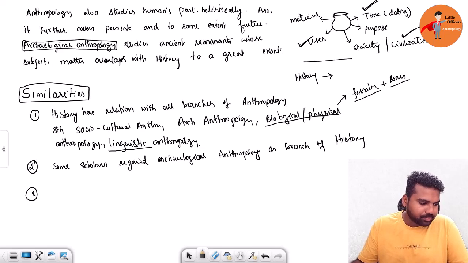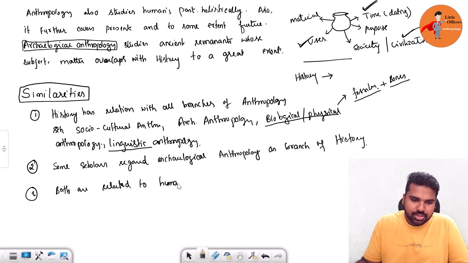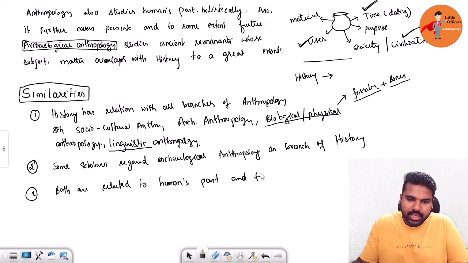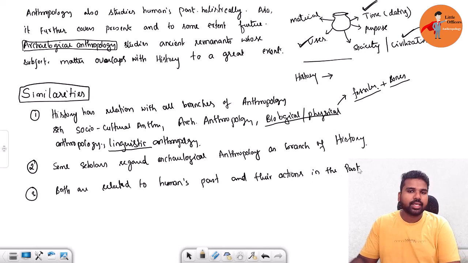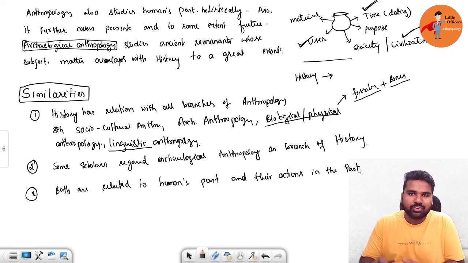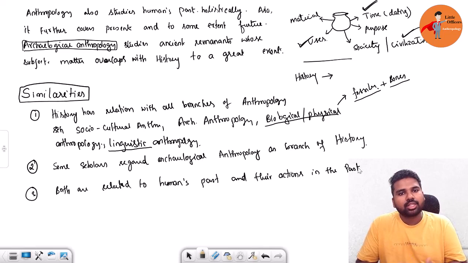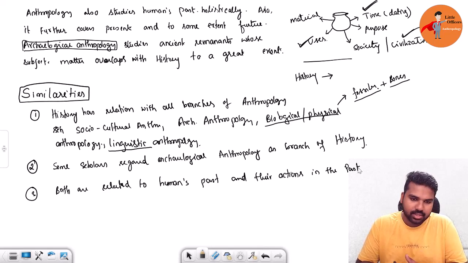Write the next point. Both are related to human past, and their actions in the past. So that's the prime focus of history. Of course, anthropology as well. Anthropology also wants to know the past. This is another one.